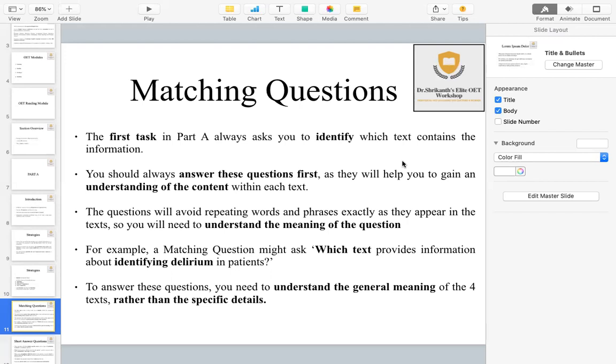All right, so it's like what we used to do as children when we were toddlers in school: match the information. So that is what to do.